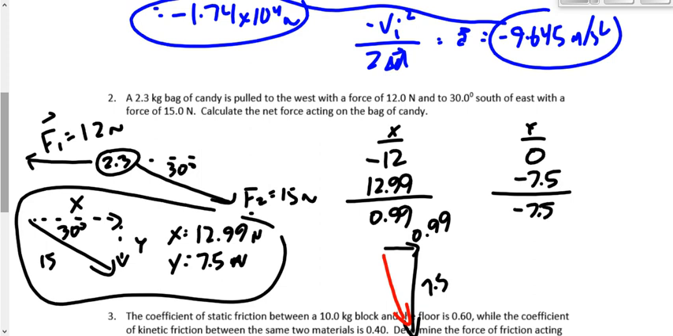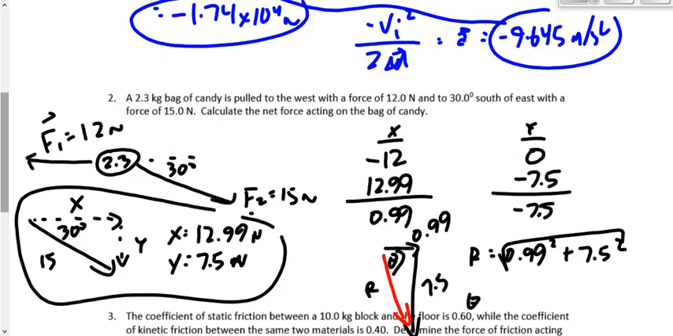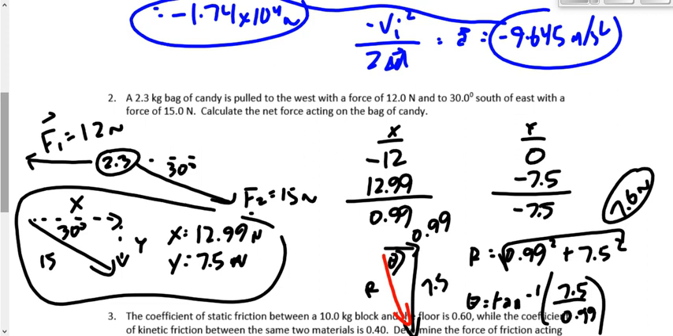Okay, there's too many people who got into that lazy habit of just doing things on the calculator. Make sure you show your work. We want to find the value of R, 0.99 squared plus 7.5 squared. Show this on a test. Okay, theta is equal to the inverse tan function of opposite over adjacent, 7.5 over 0.99. We do this. For R, we end up getting 7.6 newtons. And for theta, we end up getting 82.